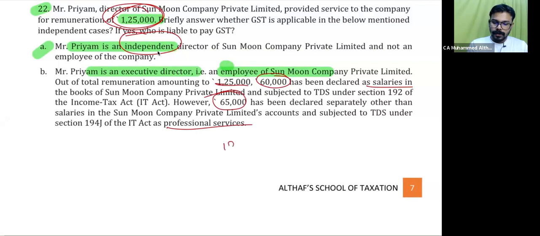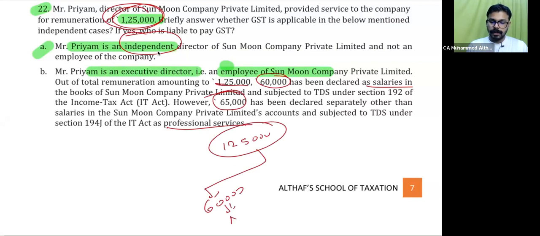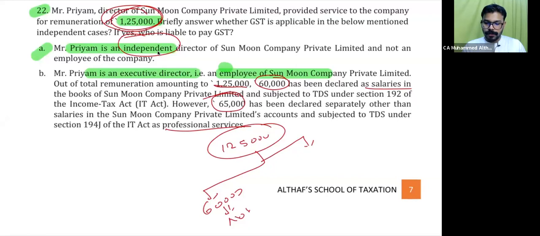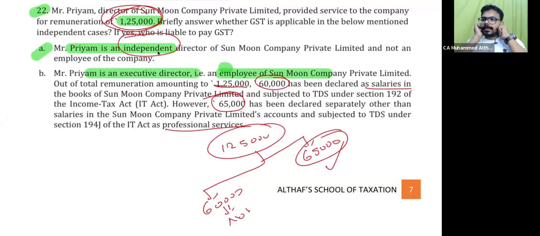So out of this 1,25,000, this 60,000, which is salary, is not supply, but this 65,000 is a professional payment. So this one is supply. Clear? All of you clear with this? Yes. So how do you write in exams?